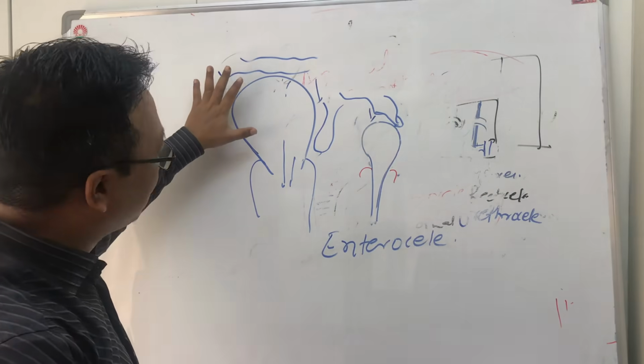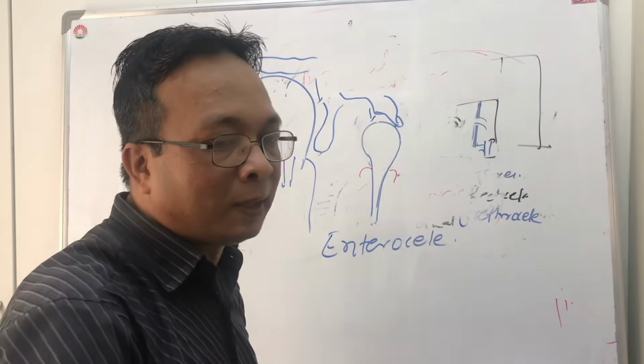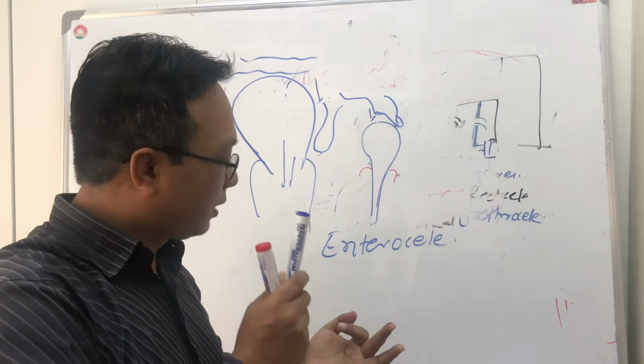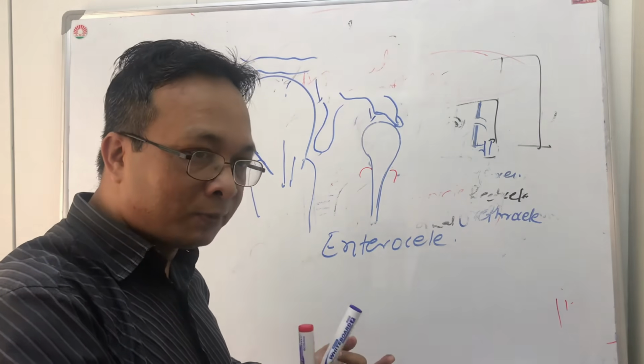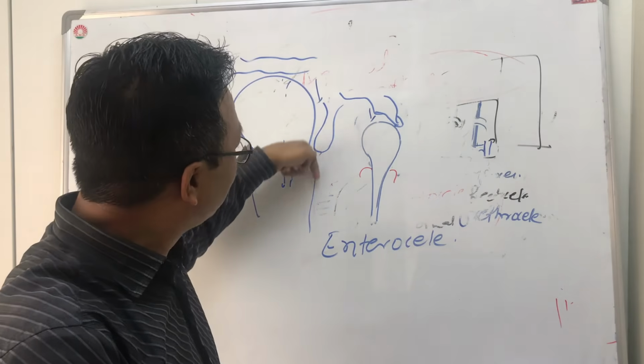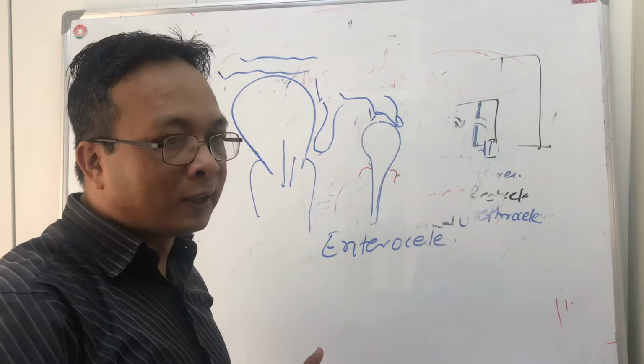So when there is a level 2 defect, meaning level 1 plus level 2, how many things can happen? There can be uterine prolapse, rectal prolapse, bladder prolapse, that is cystocele, urethral prolapse, and coils of intestine going out, called enterocele. So many things can happen.